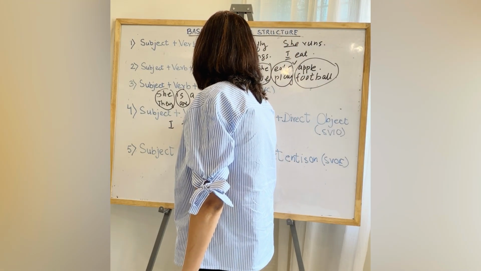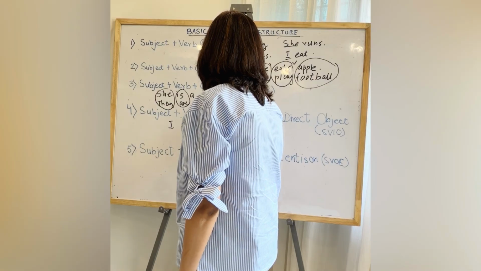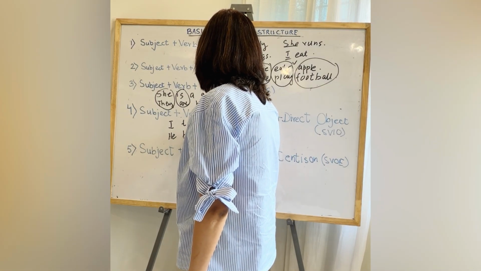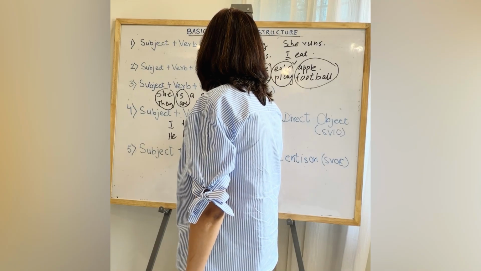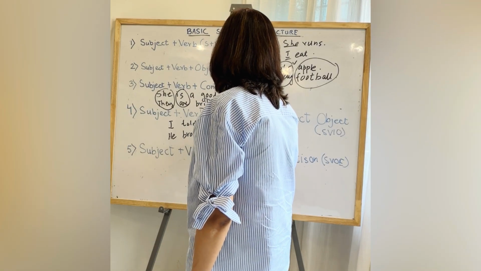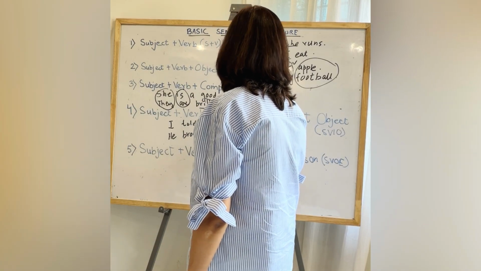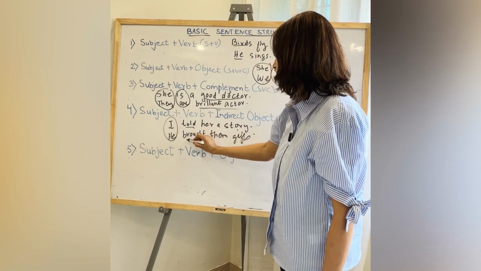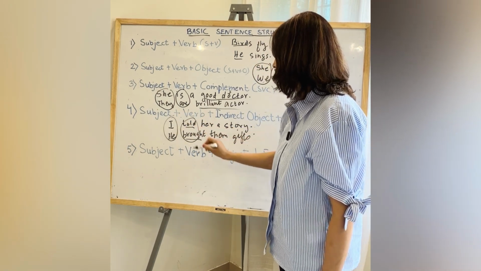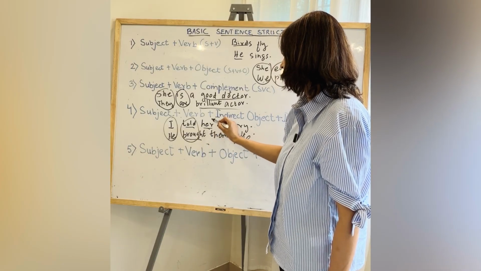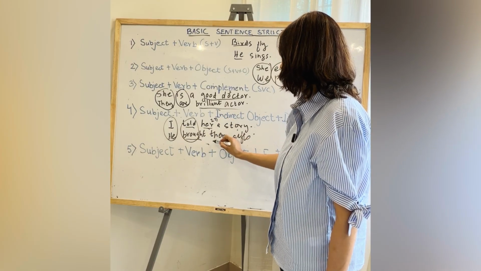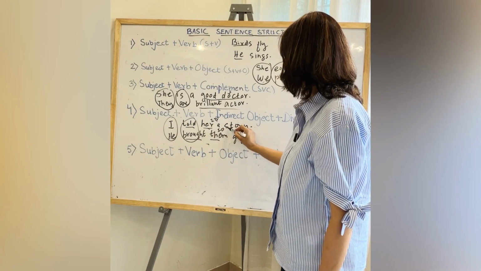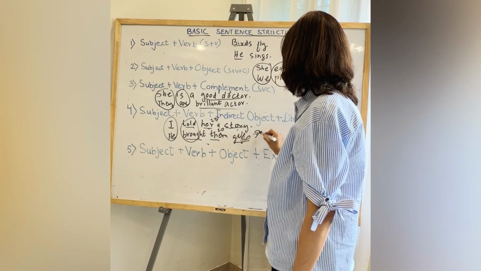I told her a story. He brought them gifts. I and he are subject. Told and brought are verb. And her is the indirect object. Them is indirect object. And story and gifts are direct object.